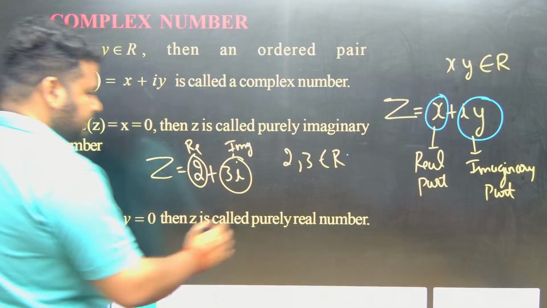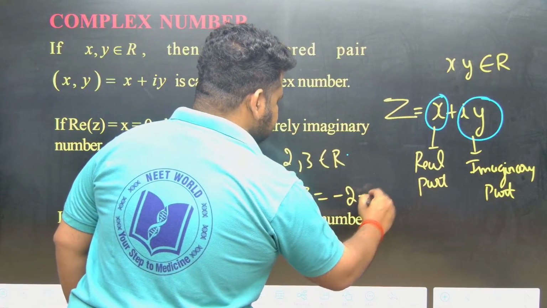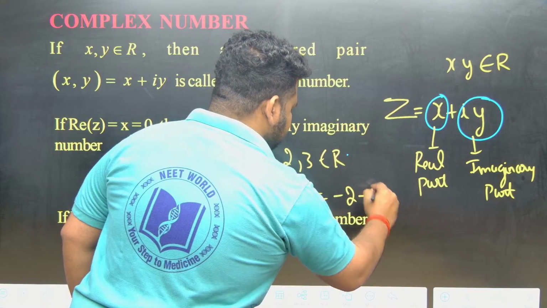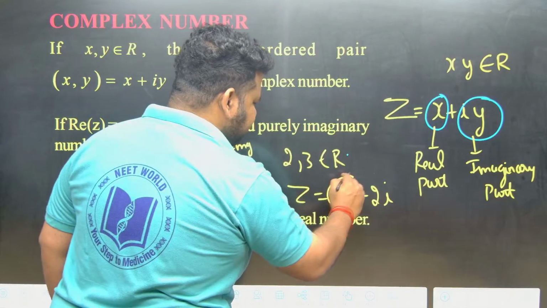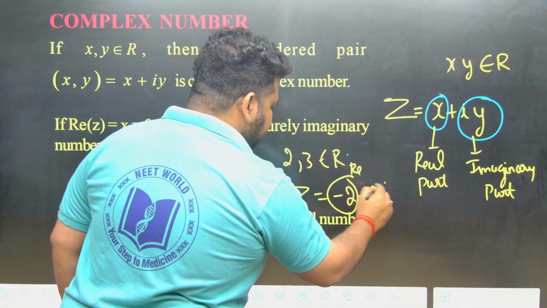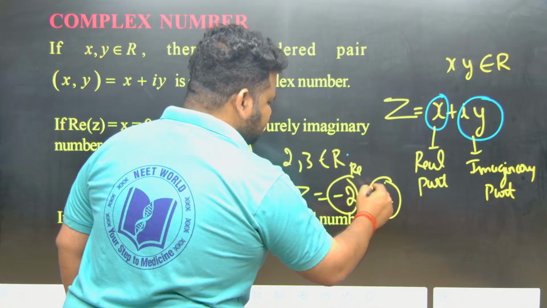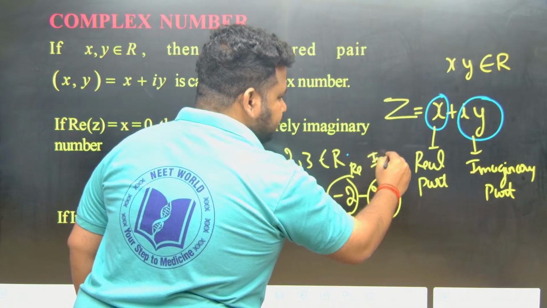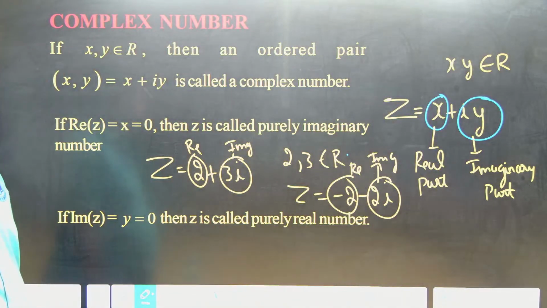Let us take one more example. Z is equal to minus 2 minus 2i. Here minus 2 is called the real part. Here minus 2i is called the imaginary part. Clear? This is called the imaginary part.